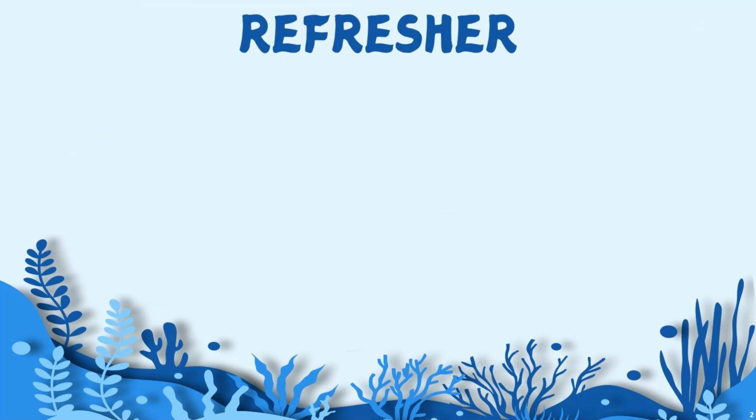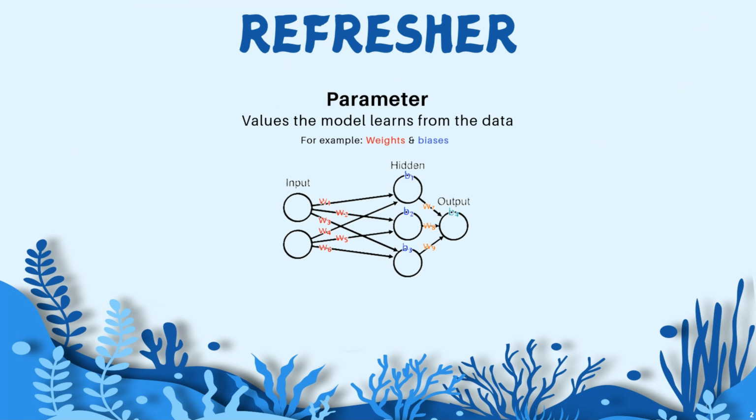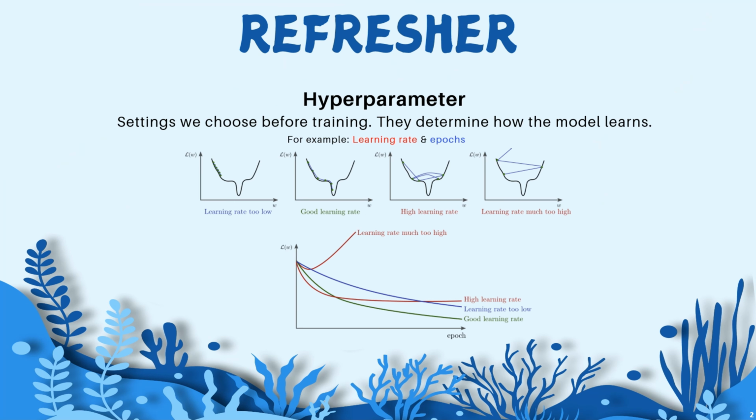As a quick refresher, before we begin with the presentation, I'd like to go over two concepts that I think are important to understand the rest of this presentation. First is the parameter. These are values that the model learns from the data, such as weights and biases. Then, we have the hyperparameter. These are settings that we choose before training, and they're going to determine how the model learns, including learning rate and epochs.